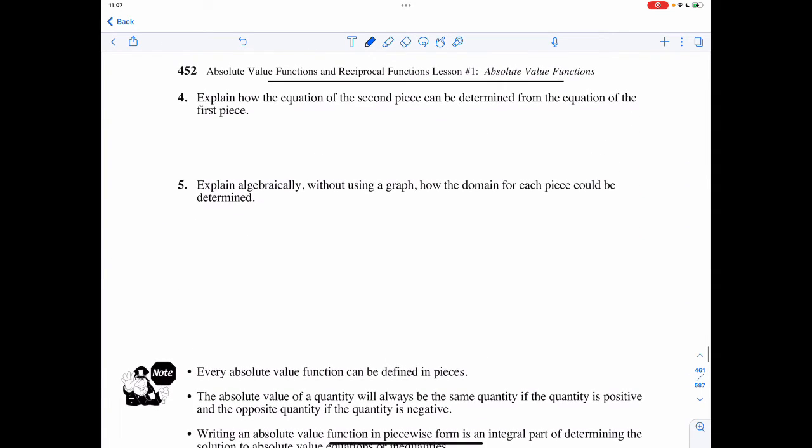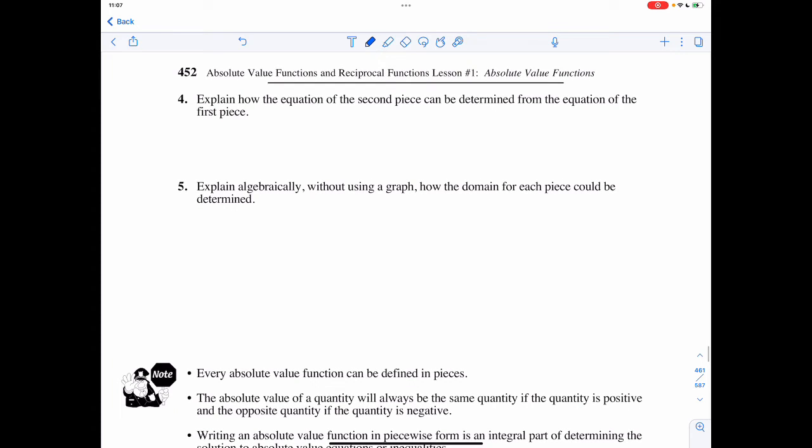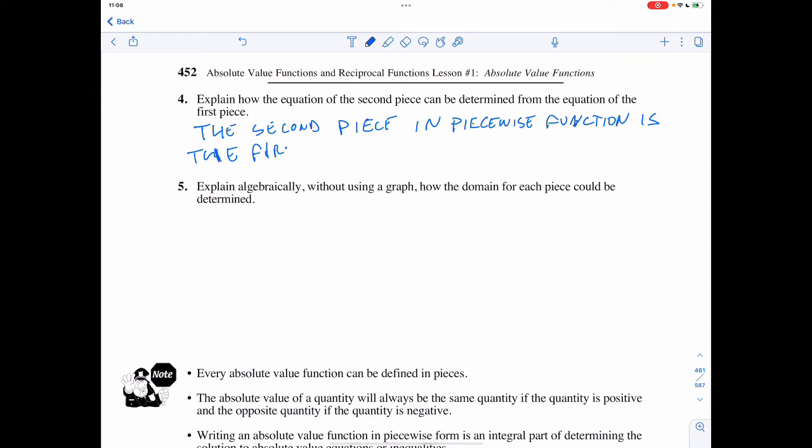When it says, explain how the equation of the second piece can be determined from the equation of the first piece, the second piece in a piecewise function is the first piece multiplied by -1.